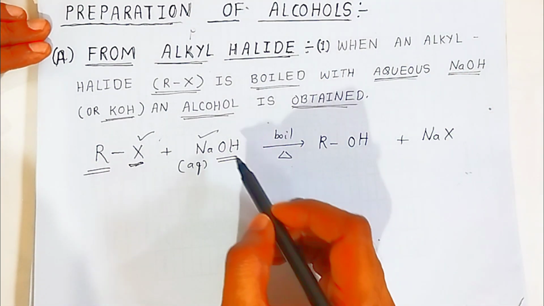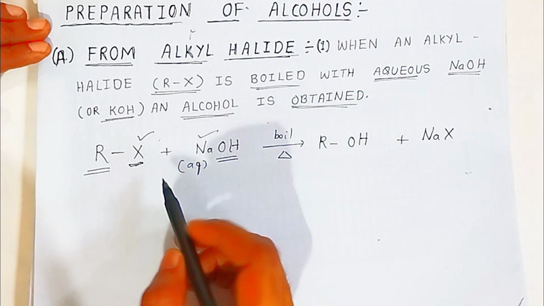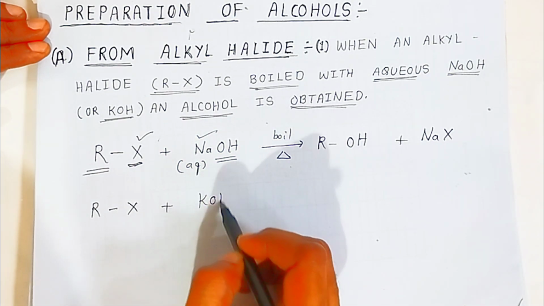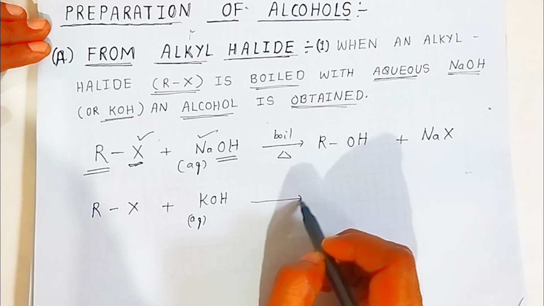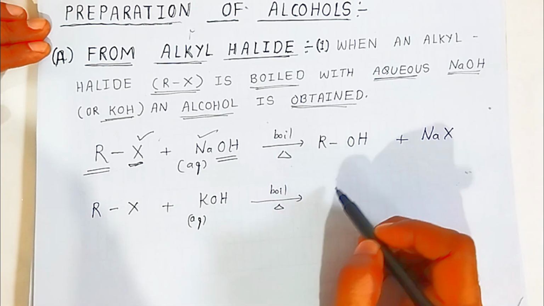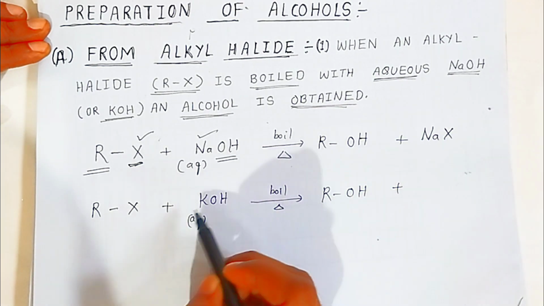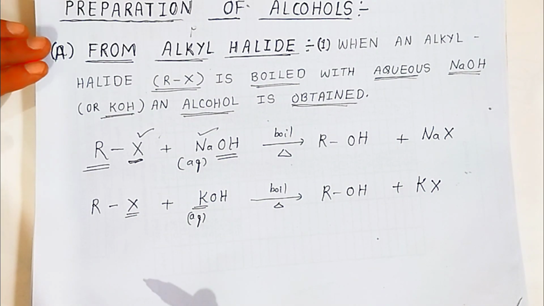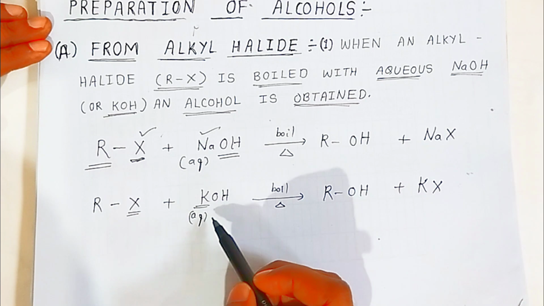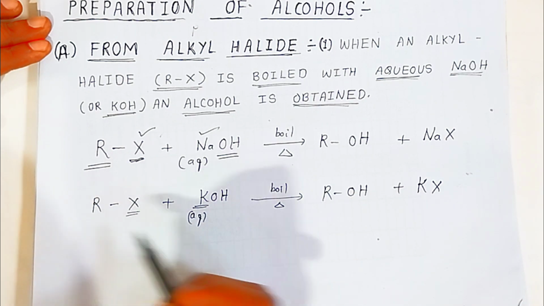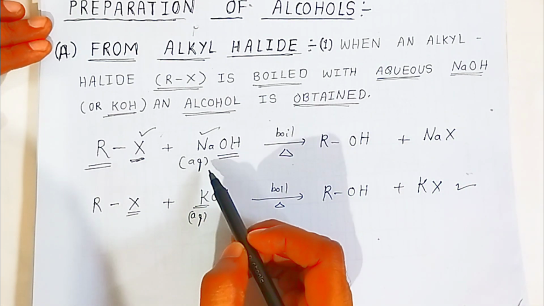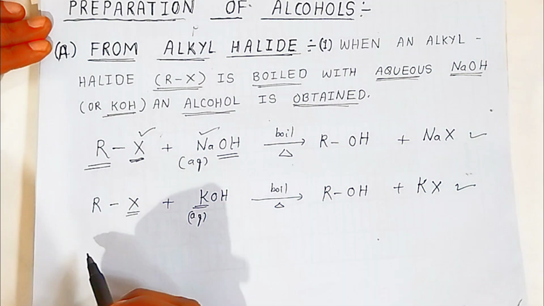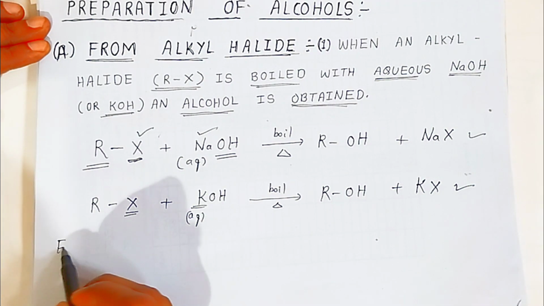Similarly students, suppose you don't have NaOH, you can use KOH also. The same way you can write alkyl halide reacts with aqueous KOH, and just boil and heat it, you will get alcohol, and now here K combines with X and forms KX. For example students, in the board exam, sometimes they may ask the action of aqueous KOH on alkyl halide. So you have to write this reaction. If they ask in board examinations the action of aqueous NaOH on alkyl halide, this reaction you have to write.